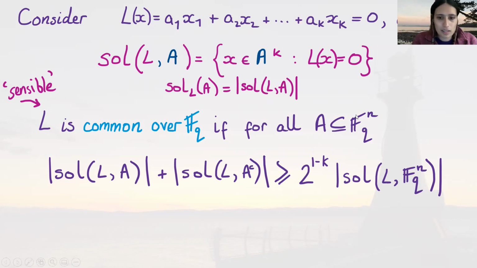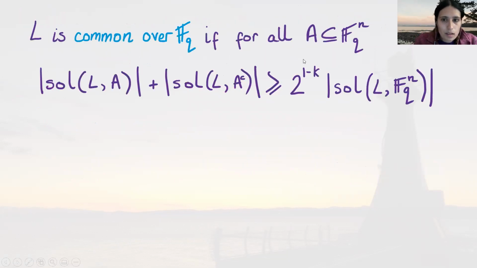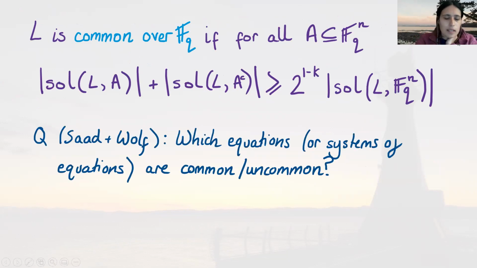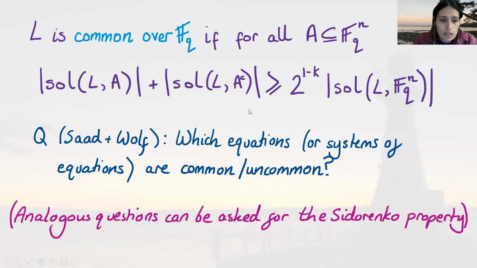But we want to show that it's common. We show that this holds. If we want to show that it's uncommon, we can find a set where the number of solutions is less than this thing on the right-hand side. So there's a very nice paper of Saad and Wolf, who initiated the study of systems of equations and asked about which equations and systems of equations are common or uncommon. And they also asked analogous questions for the Sidorenko property.